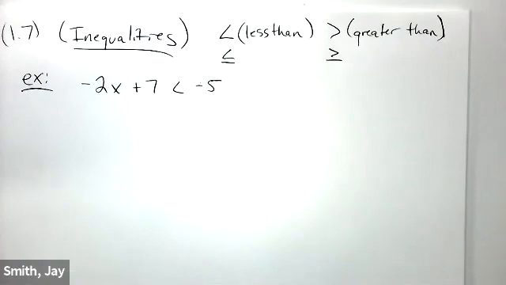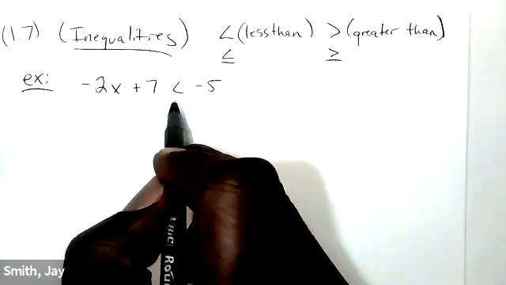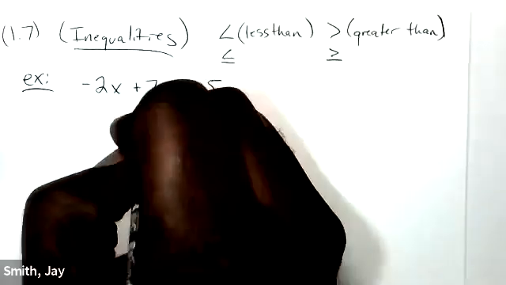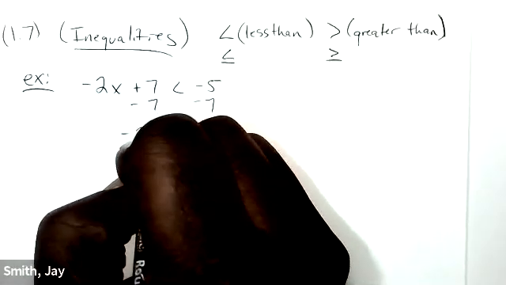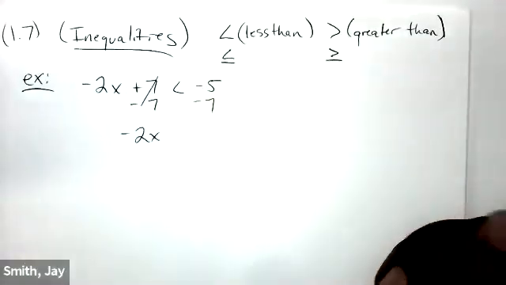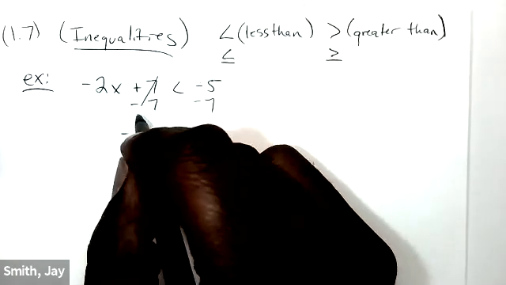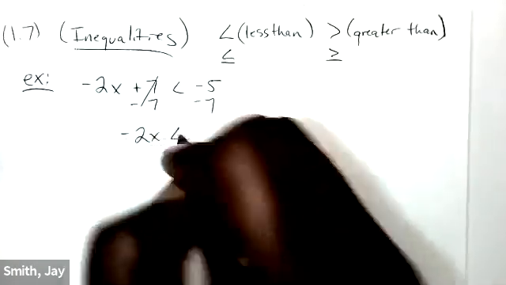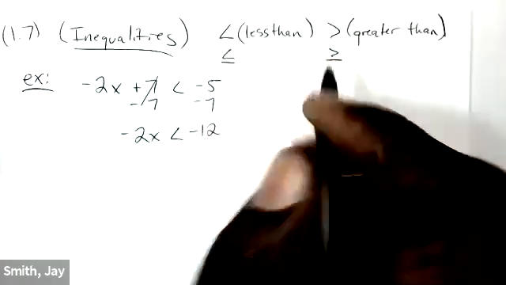And with these inequalities, we're going to solve them just like we would an equation. Only difference is instead of an equal sign, we're going to have an inequality. So first thing I would do here, subtract 7 from both sides. That's going to leave me with a negative 2x on the left-hand side of my inequality. Then positive 7 and then negative 7 is going to cancel out. Strictly less than. Negative 5 minus 7 will give me negative 12.